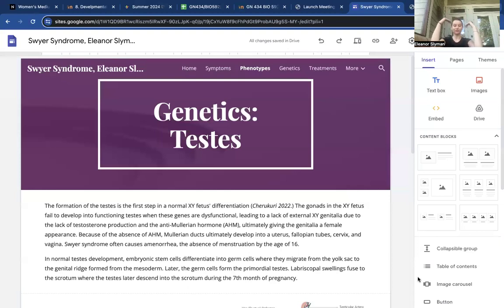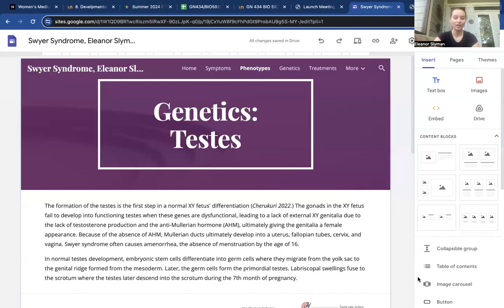It has the general information of how an individual that may have XY gonads and how your testes develop. You start with the SRY gene and then SOX9 and then boom, testes. And then you have the same thing for someone with XX gonads.